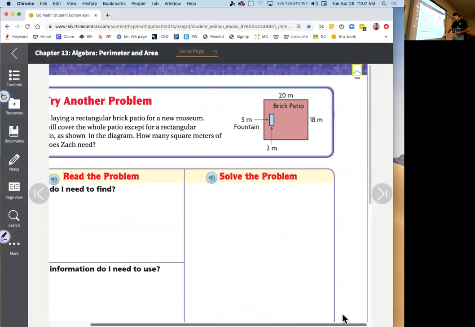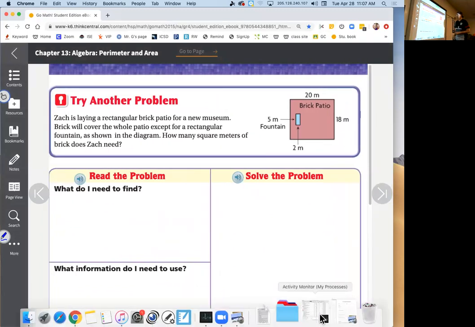All right, here's the next one. Zach is laying a rectangular brick patio. So here's his brick patio. He'll cover the whole patio except for a fountain right here. How many square meters of brick does Zach need? So what do we need to do? We need to know the area for brick. If you haven't already got there, you better get there. We're on page 743 and 744. We're on 744 now. Please follow along.